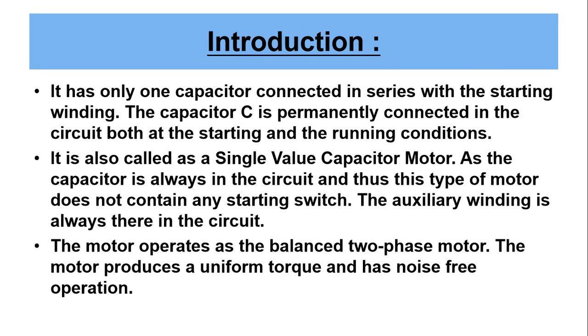The capacitor C is permanently connected in circuit both at the starting and the running conditions. It is also called a single value capacitor motor as the capacitor is always in the circuit, and thus this type of motor does not contain any starting switch. The auxiliary winding is always there in the circuit. The motor operates as a balanced two phase motor.